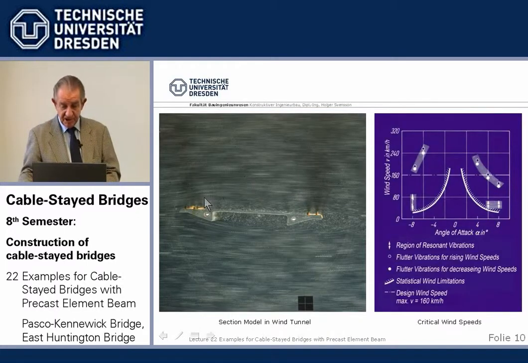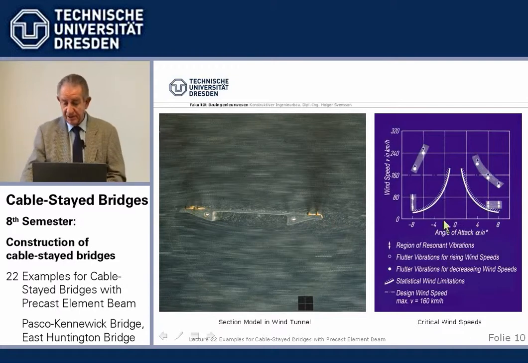This is a visualization, I think, with smoke. This is our model in the wind tunnel, and we can see here vortices. It's an open cross-section, and we see the vortices forming here.